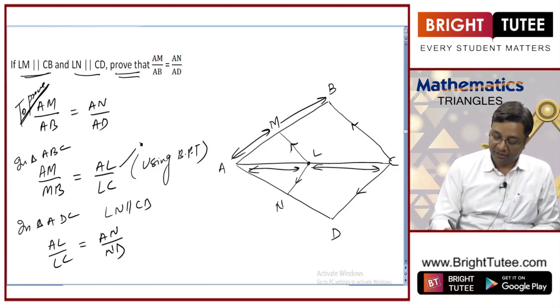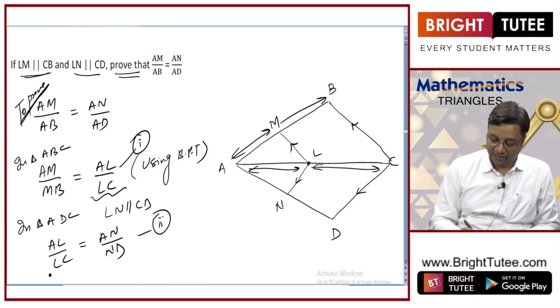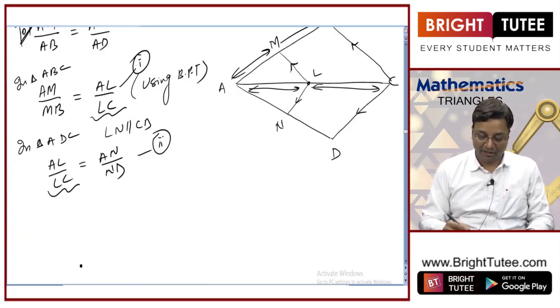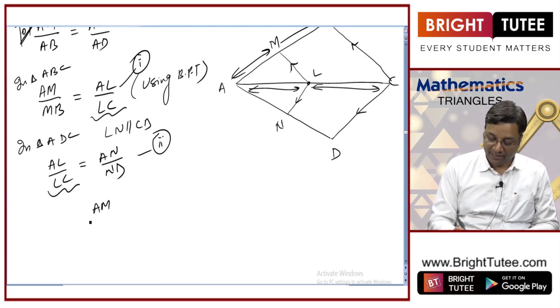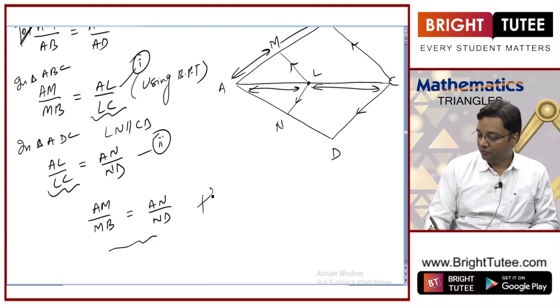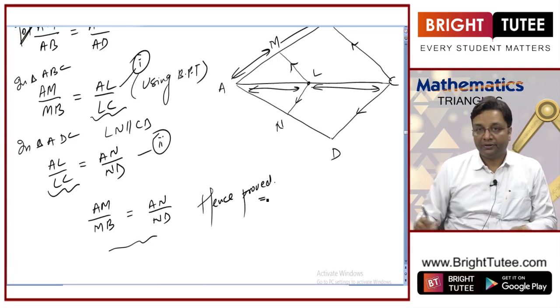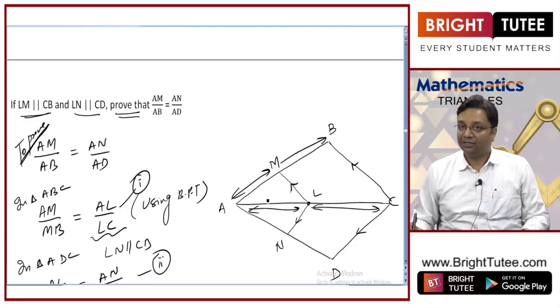Now, if I compare this, let us say this is result 1, this is result 2. So, AL by LC, AL by LC. Now, if I compare these two, I can say AM by MB is equal to AN by ND, and this is what we wanted to prove. Okay. So, this was a simple application of Thales theorem.